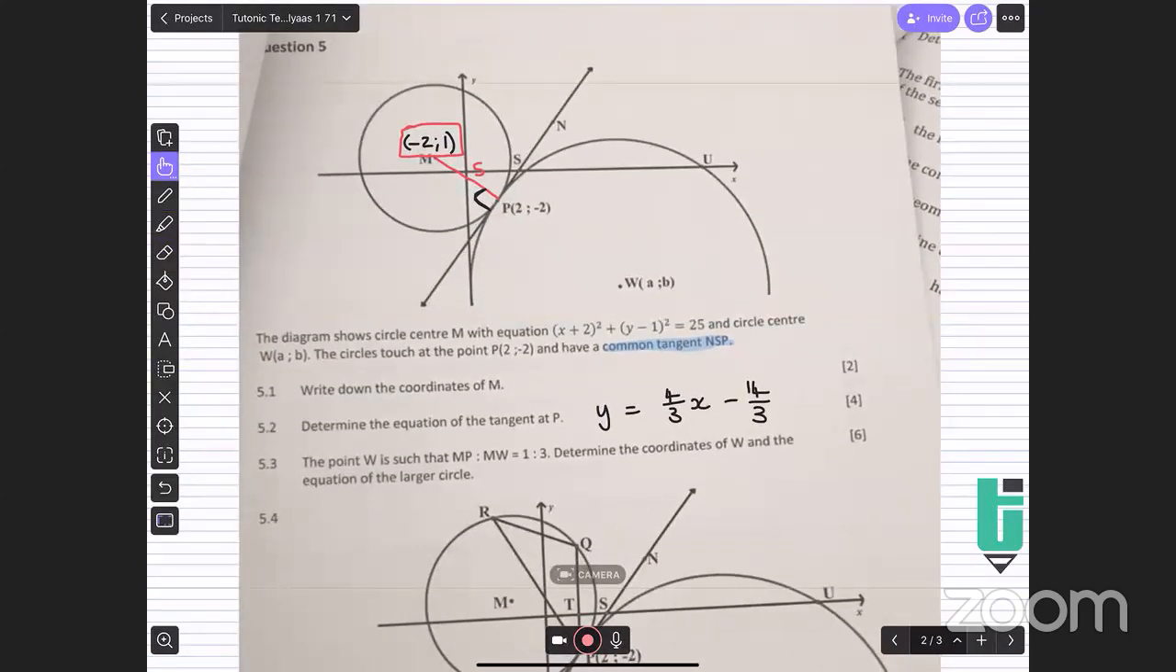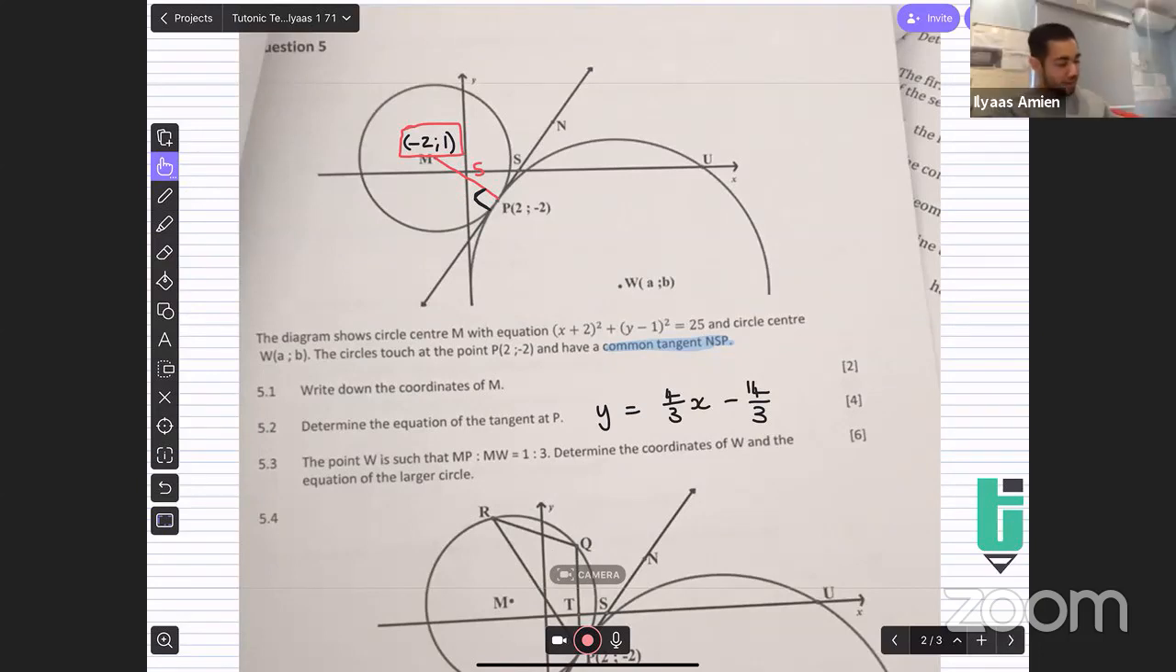Okay, so it says the point W is such that MP to MW is equal to 1 to 3. So that's the ratio given. And then it says determine the coordinates of W and the equation of the larger circle. So how can you use this statement here to help you?